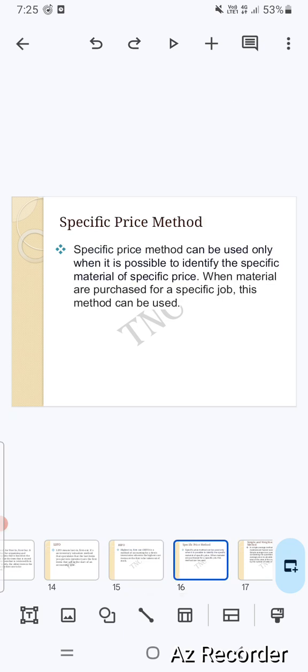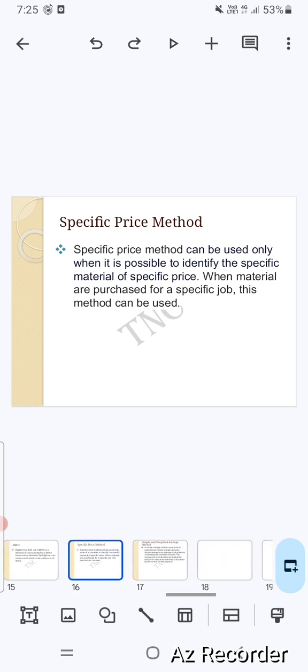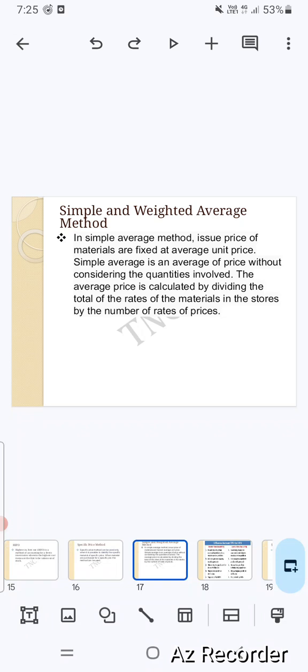Next one is specific price method. The specific price method can be used only when it is possible to identify the specific material for a specific price. When materials are purchased for a specific job, this method can be used. Next one is simple and weighted average method. In simple average method, issue price of material is fixed at the average unit price. Simple average is the average of prices without considering the quantity involved. The average price is calculated by dividing the total of the rates of the material in a store by the number of the prices.